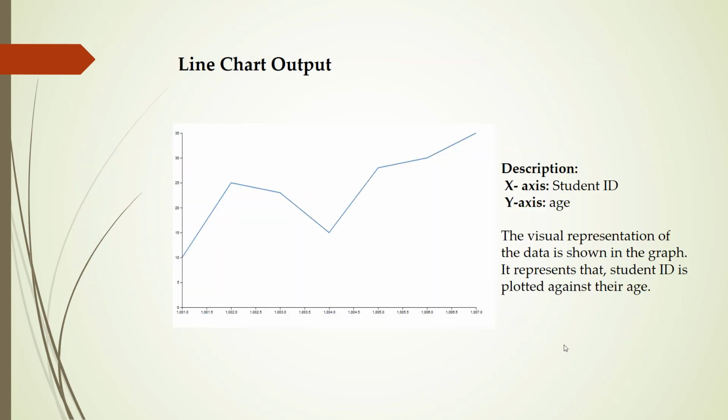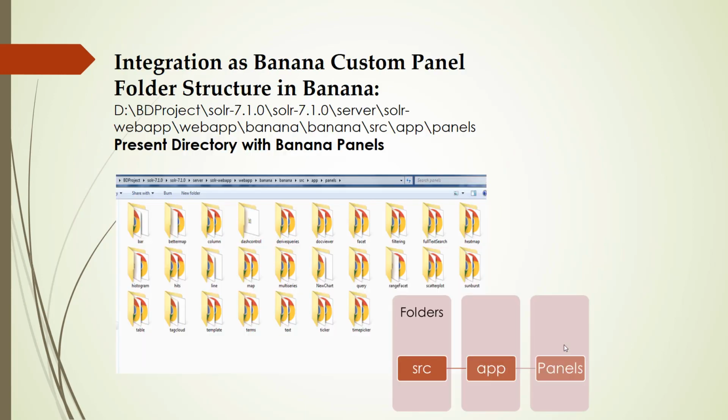Now this is a line chart output which we visualized using the D3 library. And the integration as a Banana custom panel of the files which we have explored, and the folder structure in Banana, will be explained by my teammate Bharat.